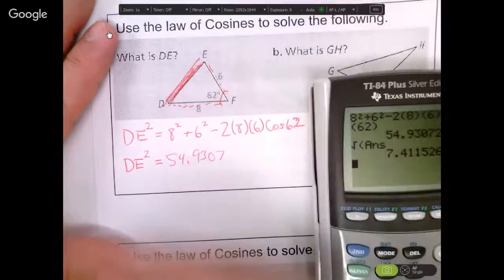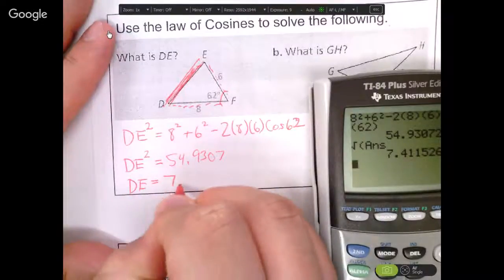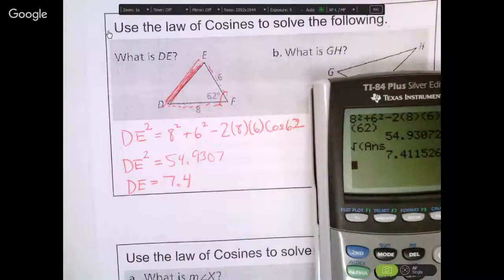So DE equals, can you bring it up here? Now that we're done, we'll round to the tenth digit. Why is it so much harder than the sine? I really like the sine method.